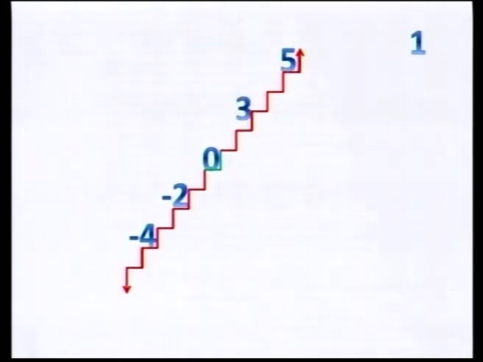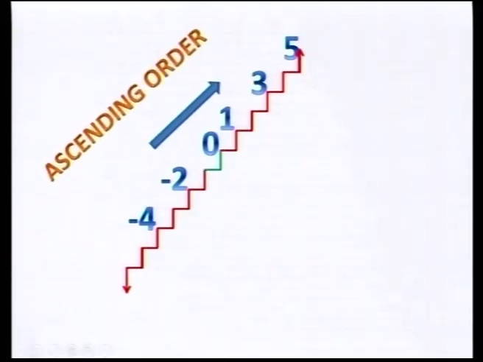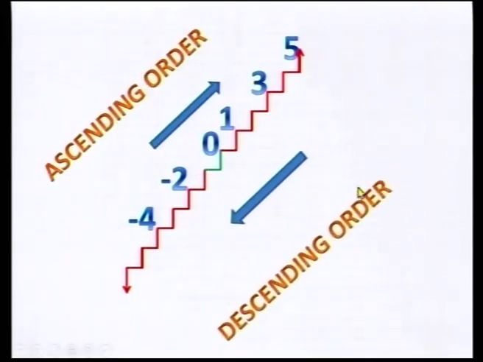Next I am taking 3, it should move how many steps above? Yes, 3 steps. Now only 1 is remaining. It is just above 0, meaning only at the first step. Now children, what are you observing here? You can observe I arranged these numbers using the steps. Here I can say minus 4, minus 2, 0, 1, 3, 5. If I move in this way, it is ascending order, and if I move in the opposite way, it is descending order.